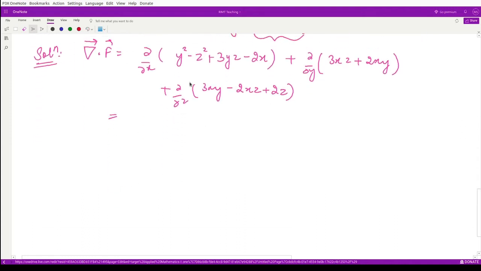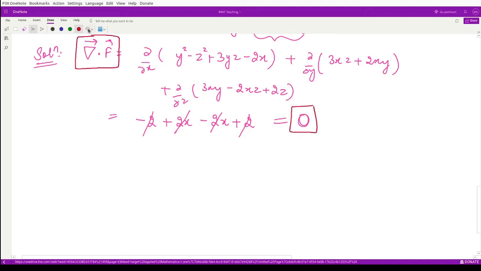So next we are to perform this partial differentiation with respect to x, so that would be minus 2. Then with respect to y, it would be plus 2x, right? And then with respect to z, it would be minus 2x plus 2. So you see this quantity cancels with this one and this with this one. So you have finally 0. So we started with the divergence of vector F and we obtained 0. Therefore we can conclude that our vector F is a solenoidal vector.